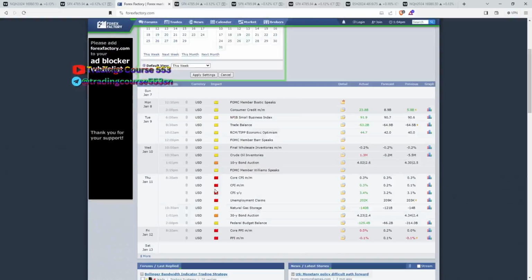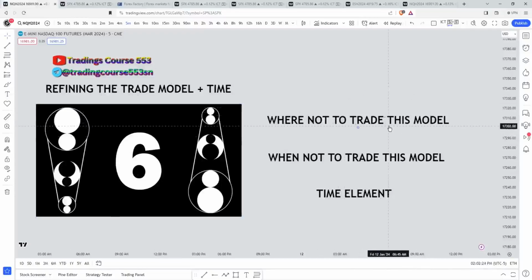Let's say you're averaging a 60% win rate. You want to spend those 4 losses out of 10 on high probability setups. If you're just wasting one of those losses in a low probability condition, it doesn't make sense. That's kind of how I view it. So that's why I avoid those times. Now we could dive into where not to trade this model.